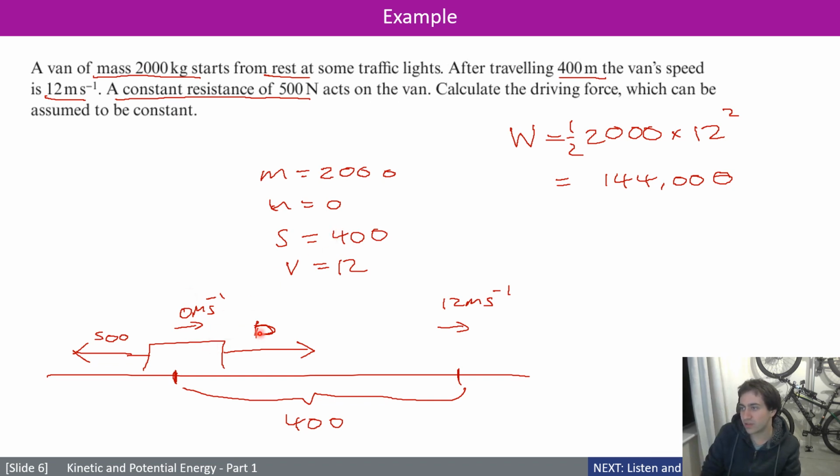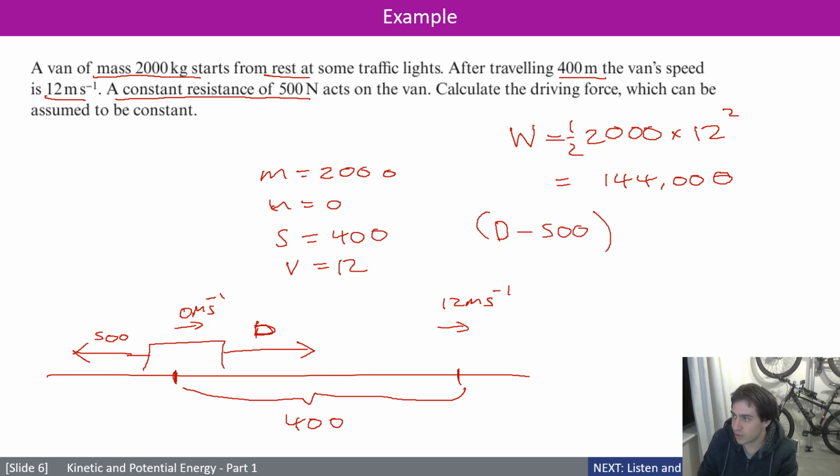So if you imagine, for instance, that D, that driving force, was 500, then you'd have a net force of 0, so it'd be going at constant speed. So a driving force of 500 would result in exactly no change in kinetic energy. Therefore, it makes sense that you would just deduct the 500 from D in order to work out how much of that force is actually being used to increase the kinetic energy of the object. So that's the work done by the force, D minus 500, this driving force.